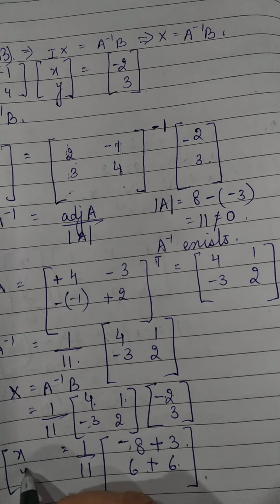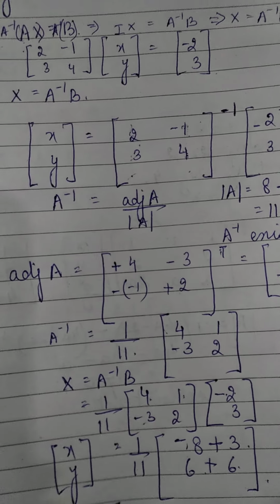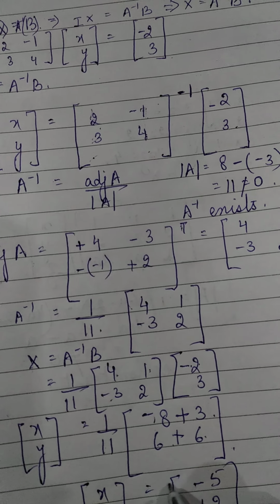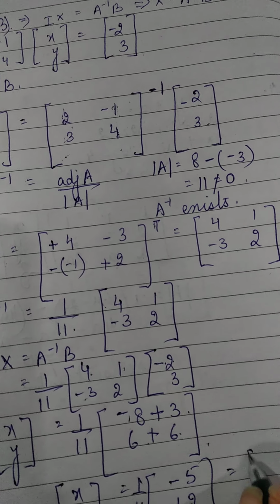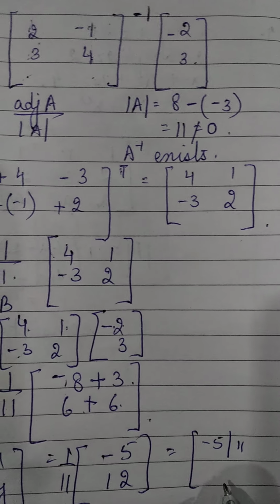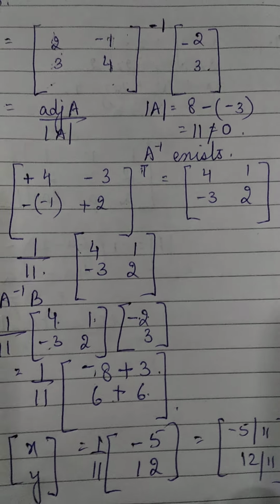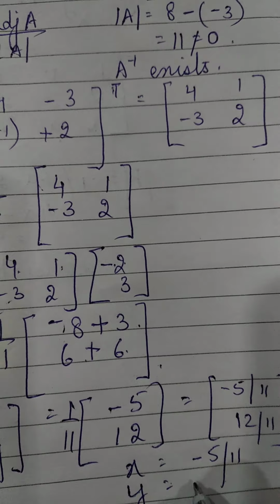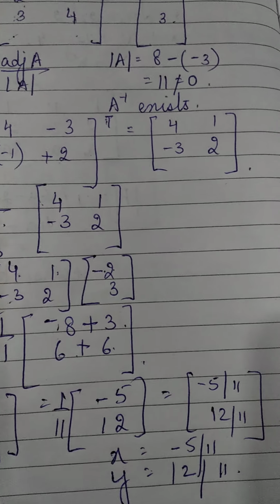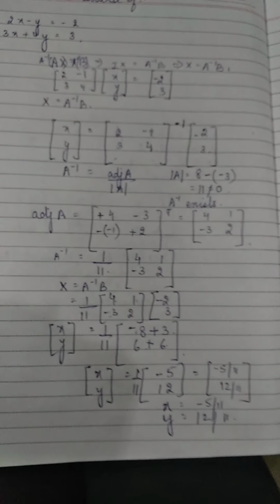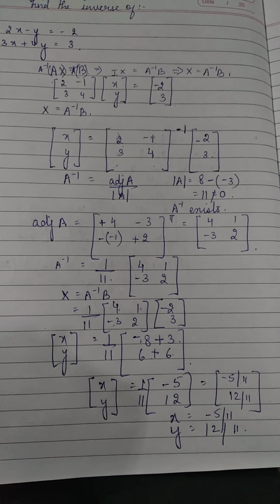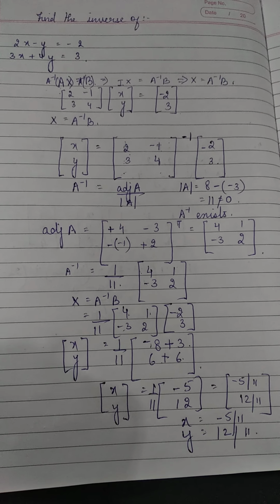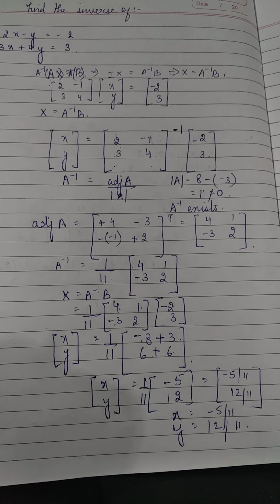This is X and Y. So we have X and Y here equal to -5 by 11 and 12 by 11. Or simply, on comparing, X is equal to -5 by 11 and Y is equal to 12 by 11. Right? So this way we'll be finding out the solution for the linear equation using the matrix method. Remember, this particular method is known as the matrix method. Right?